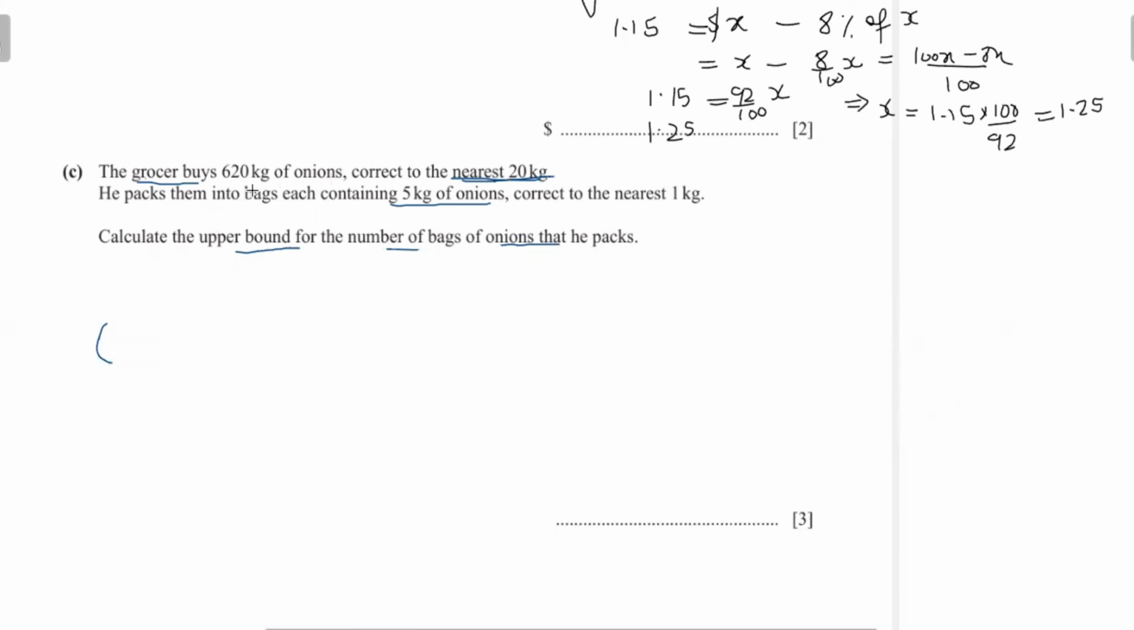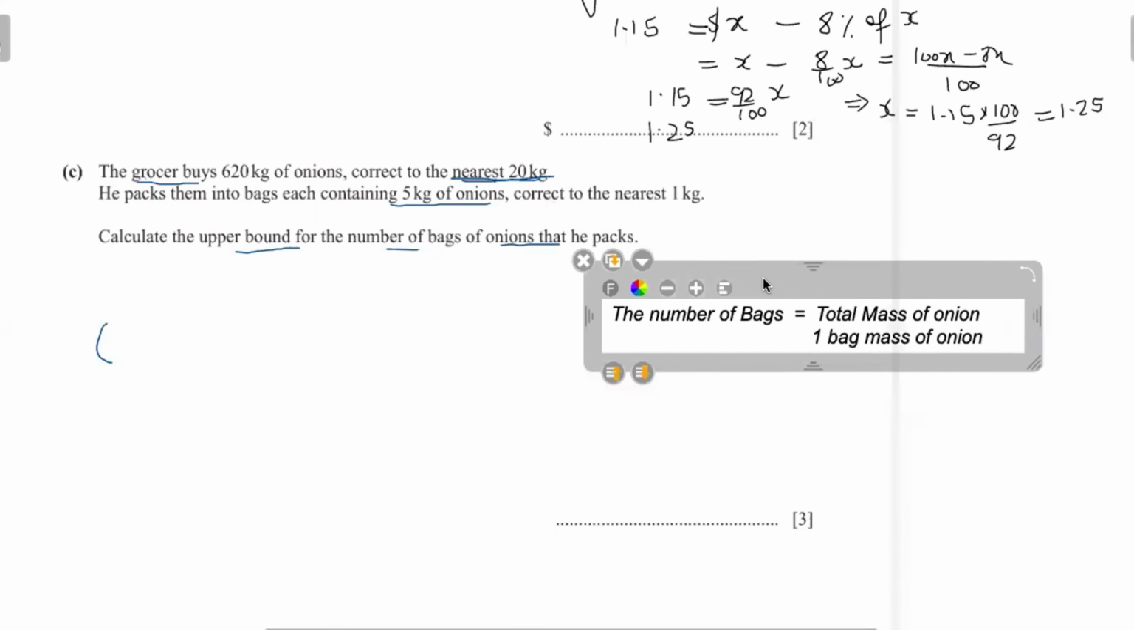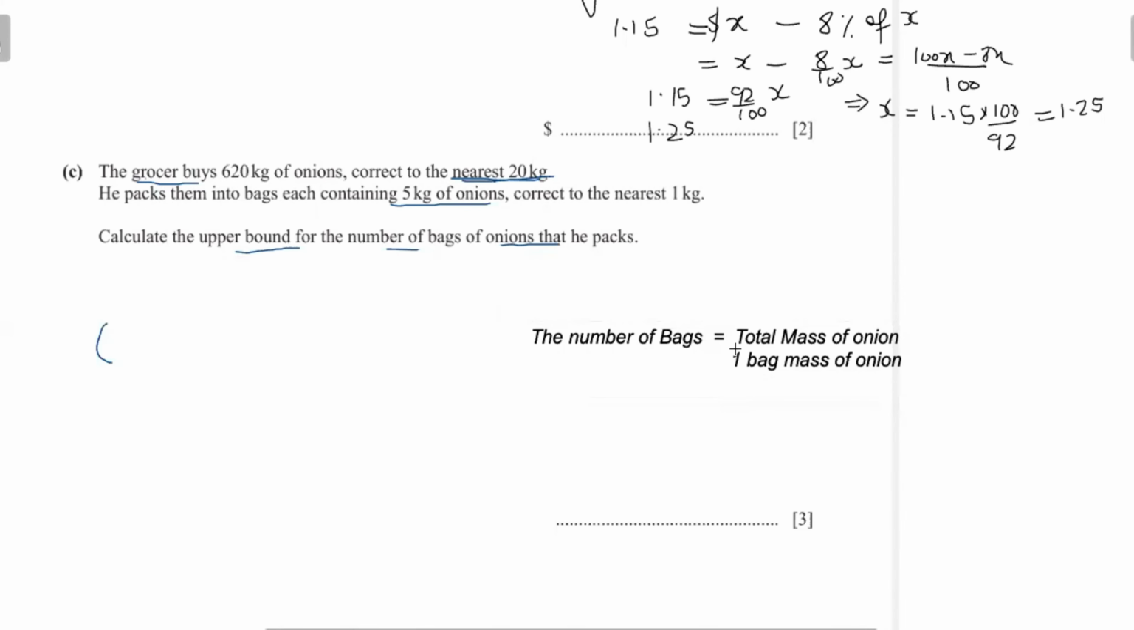He packs them into bags, each containing 5 kg of onion correct to the nearest 1 kg. Calculate the upper bound for the number of bags of onion that he packs. Firstly, we will calculate the number of bags of onion that he packs. The number of bags will be equal to the total mass of onion over the 1 bag mass of onion.